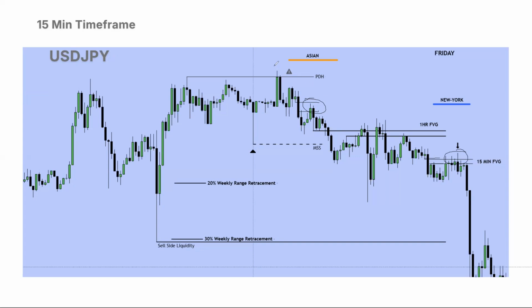And more aggressive is, as soon as price runs liquidity, you either want to use the change in state of delivery or even go to a lower time frame to look for a market shift. And I'll explain that in the next slide.